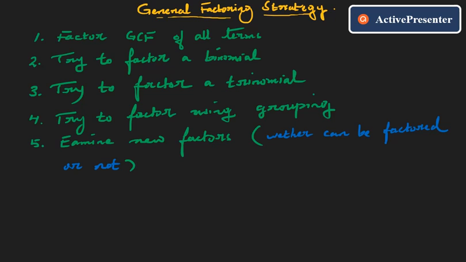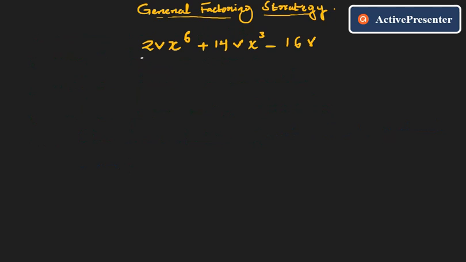The first example, 2vx to the power 6 plus 14vx cubed minus 16v. So going back to the strategy, can we factor the greatest common factor? Yes, the greatest common factor here is 2v. If you factor it out, you will have x to the power 6 plus 7x cubed minus 8.